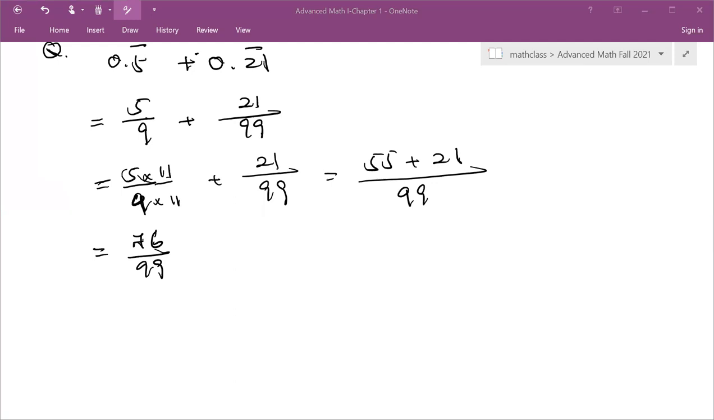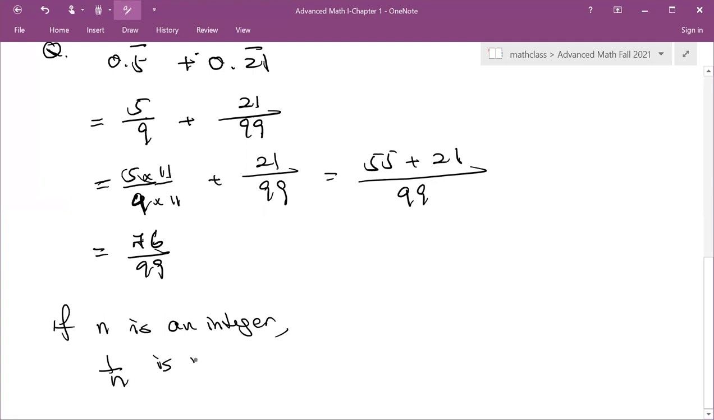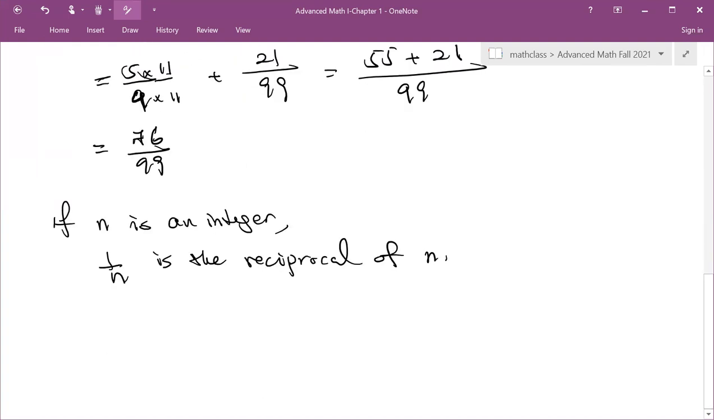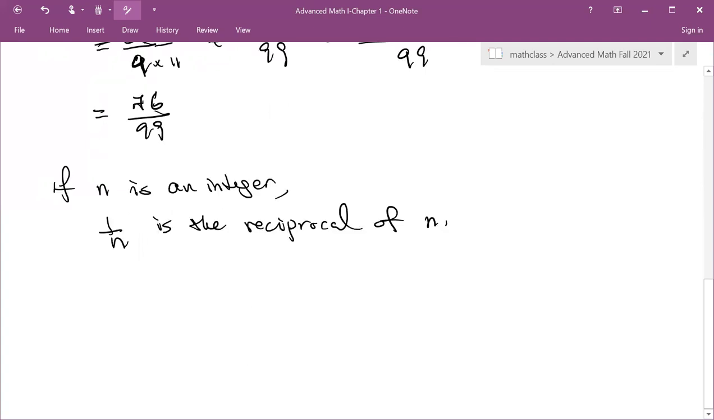Now, if n is an integer, 1 over n is called the reciprocal of n. Of course, this is a rational number. My question is, when is this a terminating decimal, that means a finite number of digits after the decimal point. So we have an important fact.